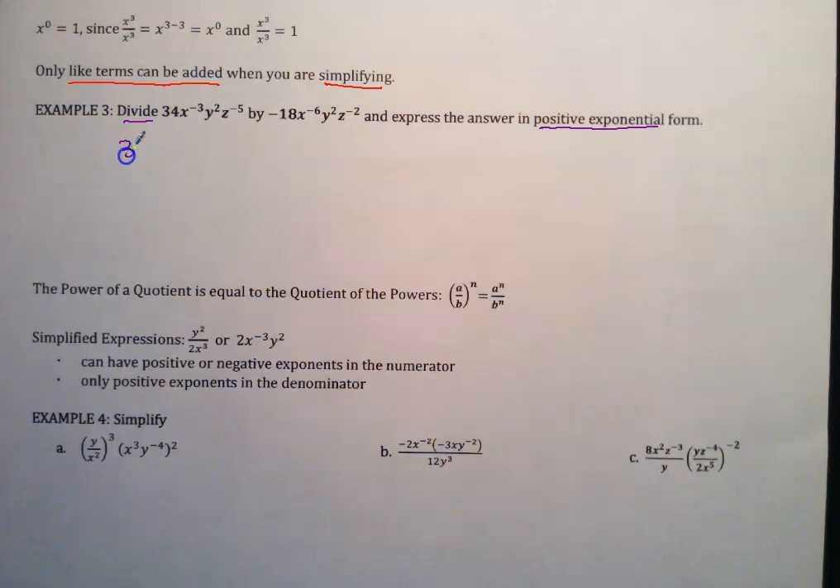Because we are dividing, we're going to have 34 divided by what? The negative 18. You got it. And then we have x to the negative 3rd. And we're dividing, so it's going to be minus what? It's got to be the x. So minus negative 6. Does this make sense? Are we following along? Oh, so it's going to change to plus 6. Yes, eventually when we solve it.